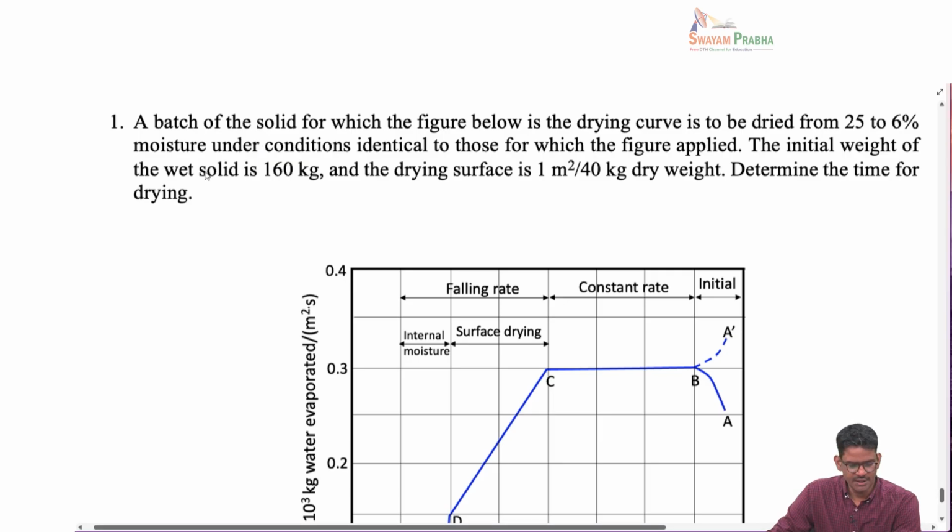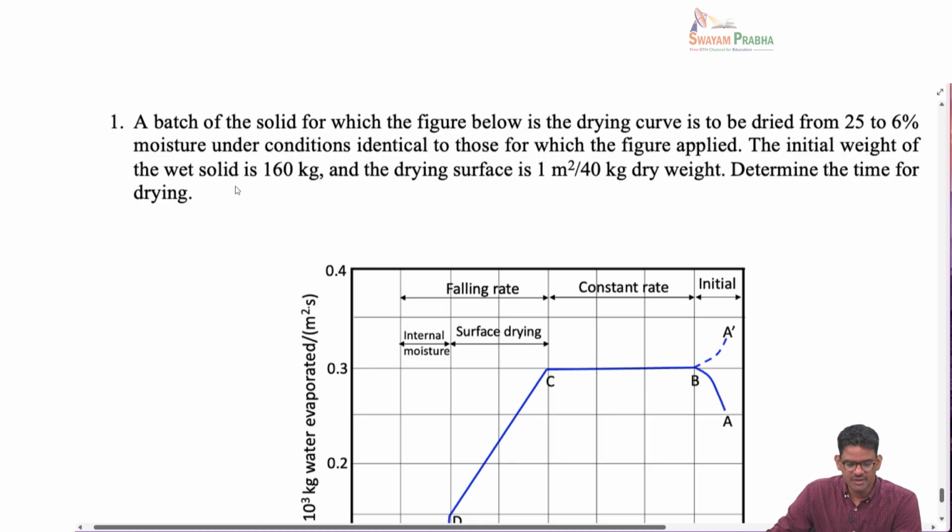The initial weight of the wet solid is 160 kilogram and the drying surface is 1 meter square per 40 kg of dry weight. So, instead of giving the drying surface area in meter square, it is given in terms of so much area per 40 kilogram of dry weight, and then we need to determine the time for drying.